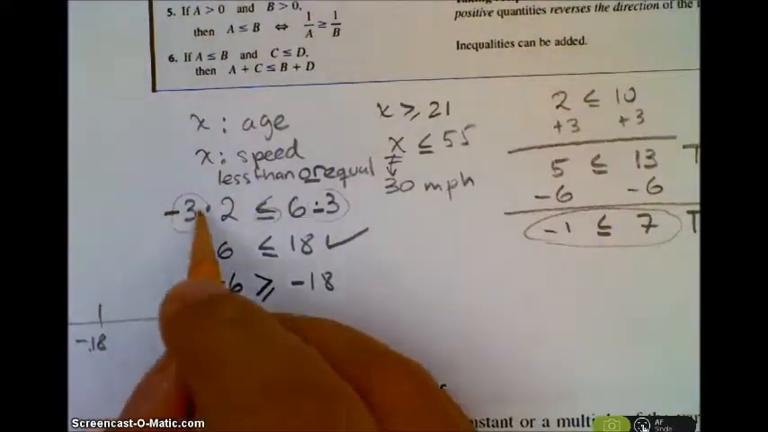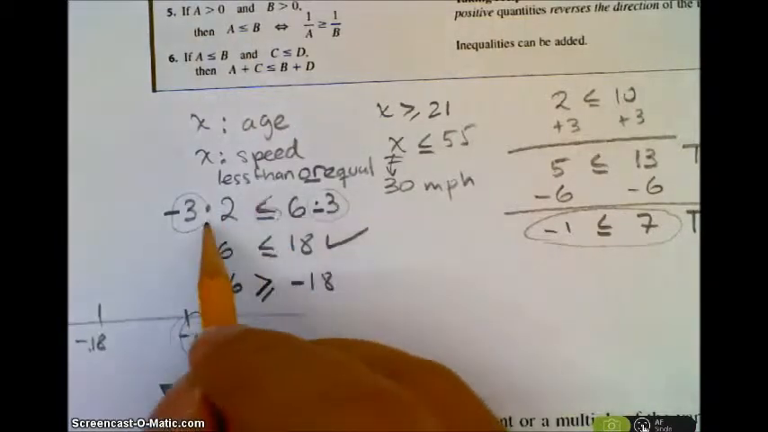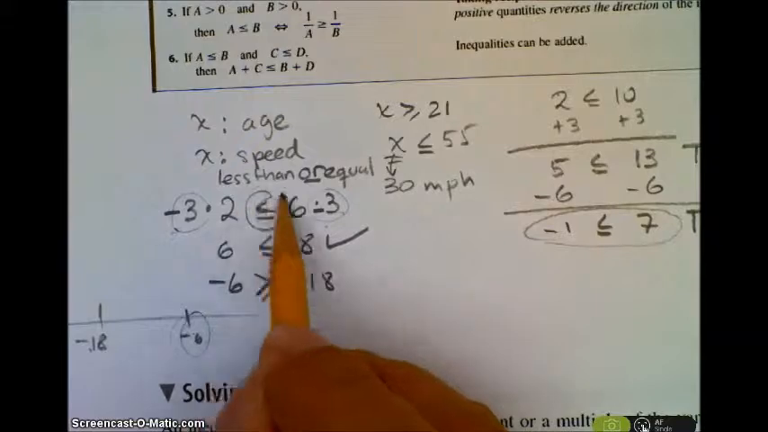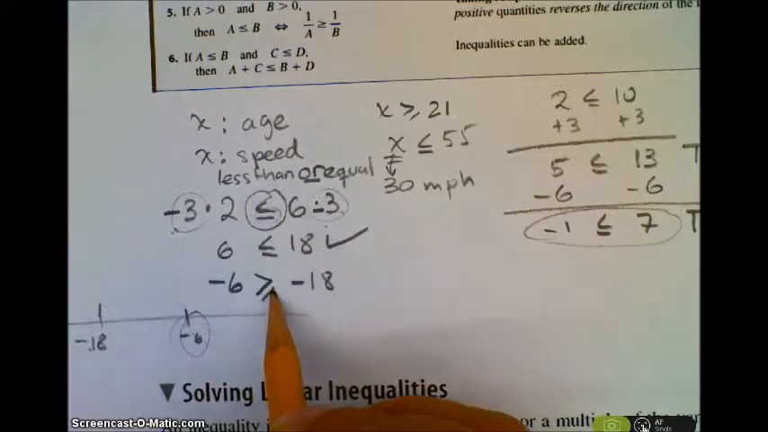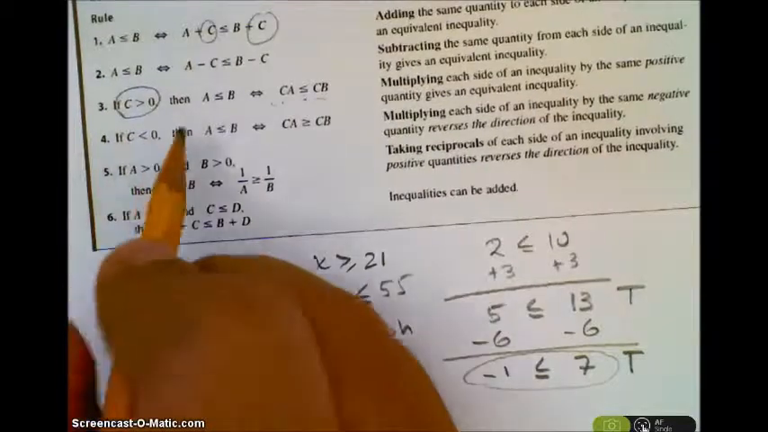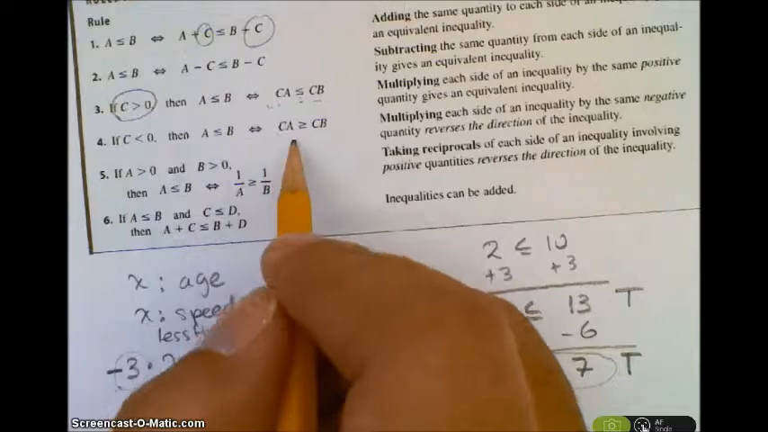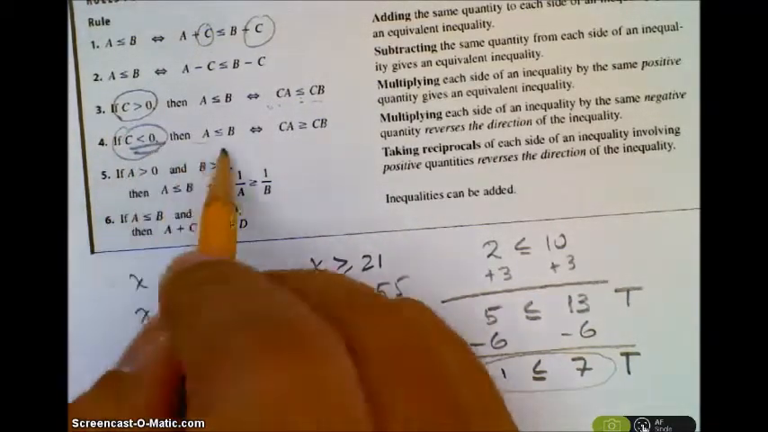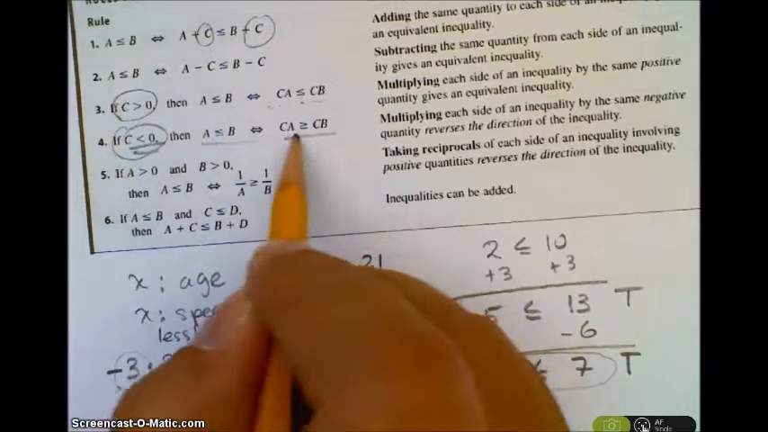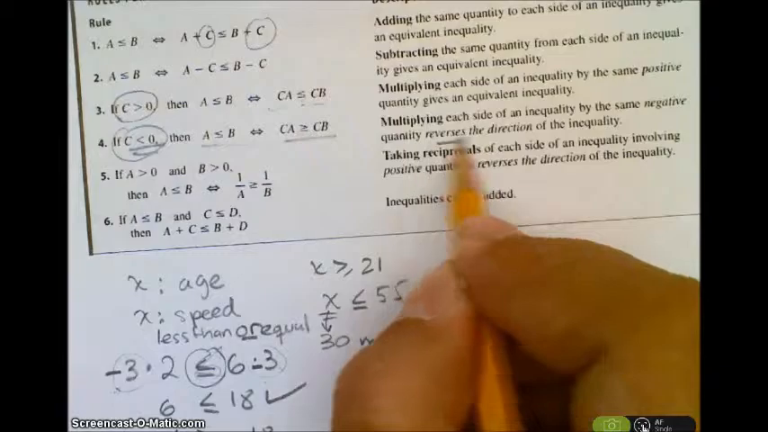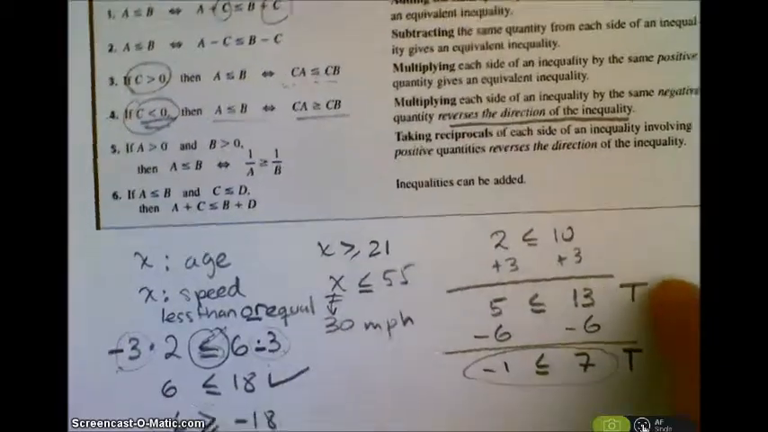So what we're going to learn is that when I multiply by a negative number, the direction of the inequality changes. Rather than having a less than, it's going to become a greater than. For number 4, if that number is negative, less than 0, then the inequality changes direction. And this is what it says here: reverses the direction of the inequality.